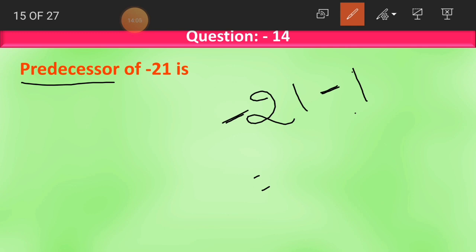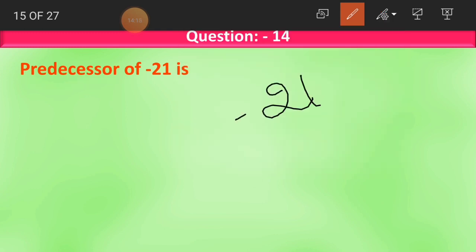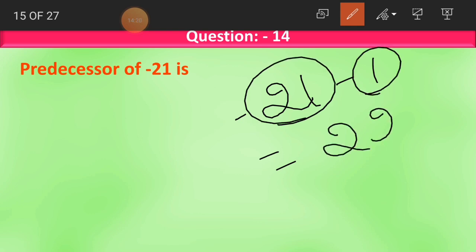Now what would you have done if it was plus 21 and plus 1? Again, both the signs are same here also. What will you do? You will add them up, right? In the same way, for minus 21 and minus 1, add both the numbers. 21 plus 1 becomes 22. 21 is the higher number. It has a negative sign. So the answer will have a negative sign.